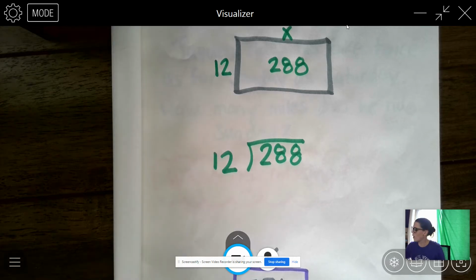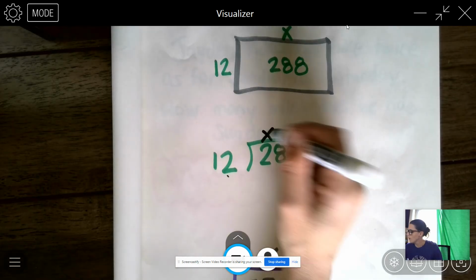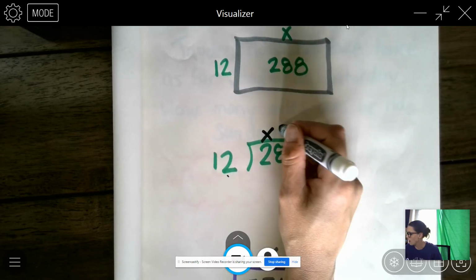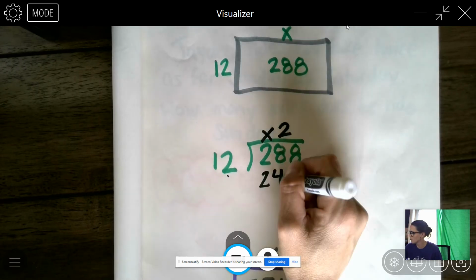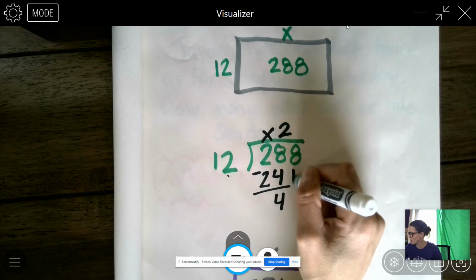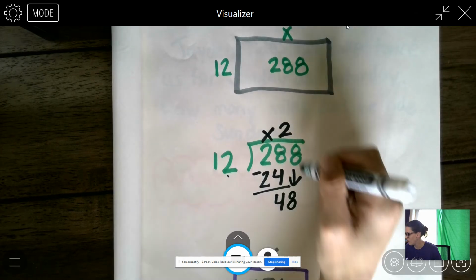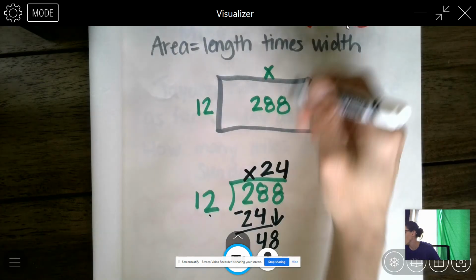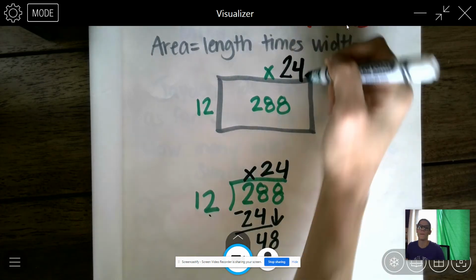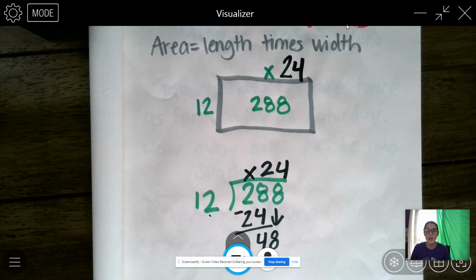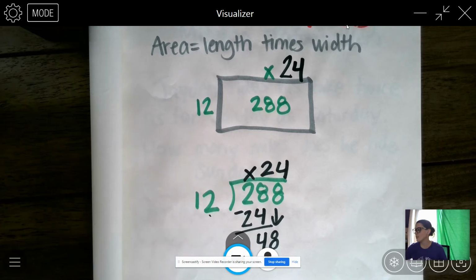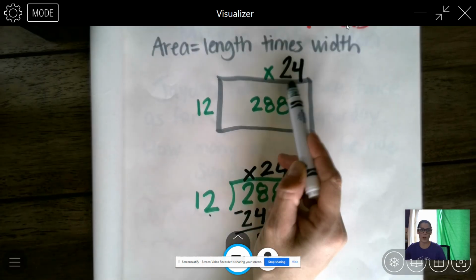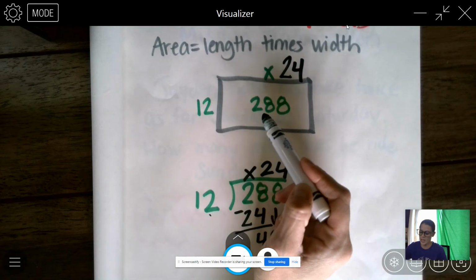So I know 12 cannot fit into 2. 12 can fit into 28 2 times. Subtract, bring down my 8. And I get the even, perfect answer of 24. So the width of my yard would be 24. And that basically means 12 times 24 equals 288.